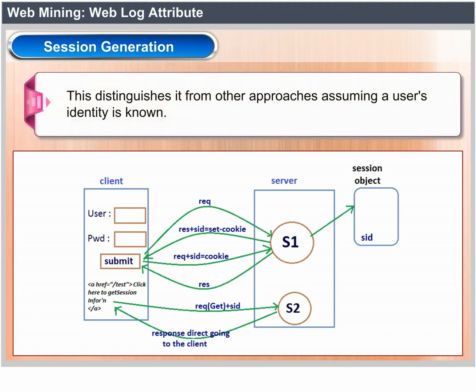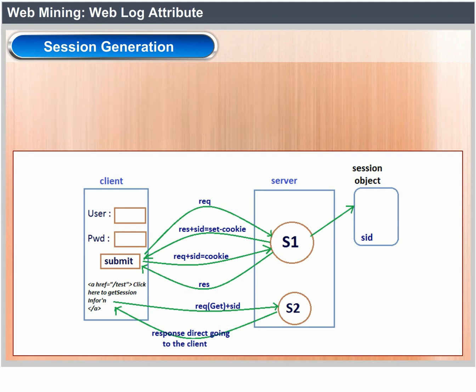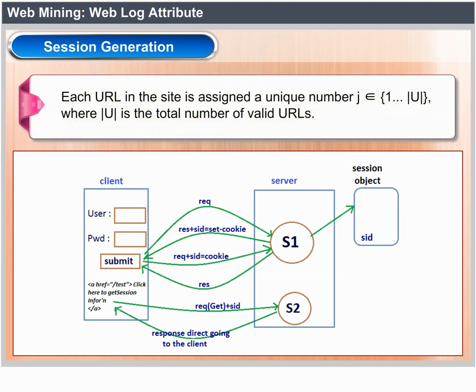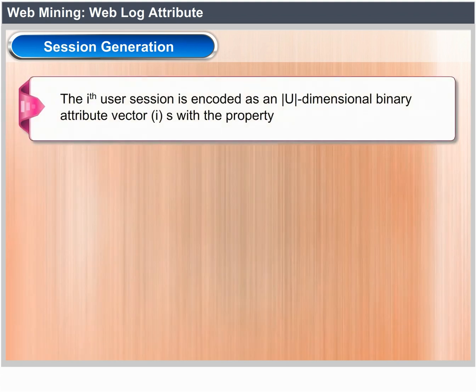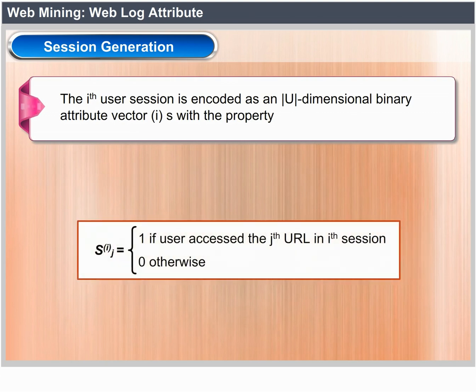Each URL in the site is assigned a unique number j, where j belongs to the set 1 up to |U|, where |U| is the total number of valid URLs. The ith user session is encoded as a |U|-dimensional binary attribute vector s_i with the property s_i^j equals 1 if the user accessed the jth URL in the ith session, 0 otherwise.